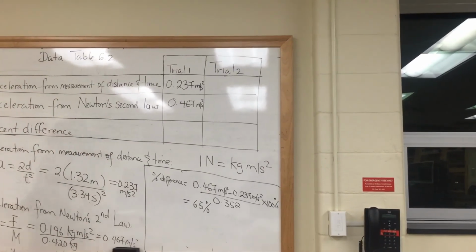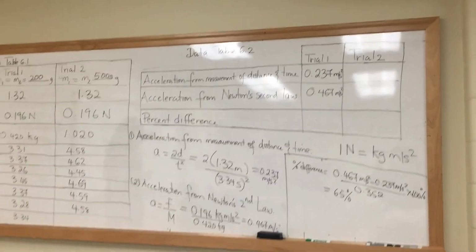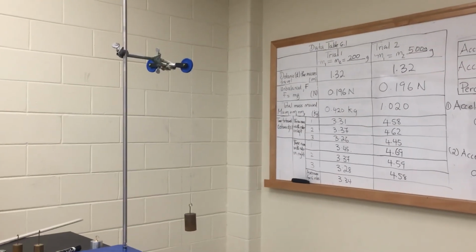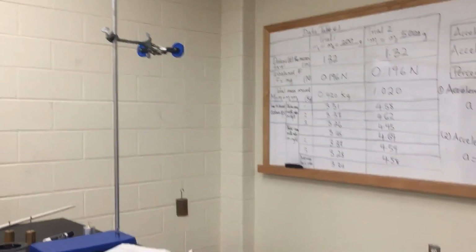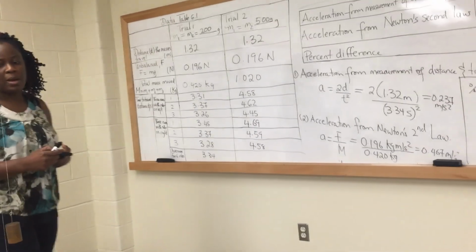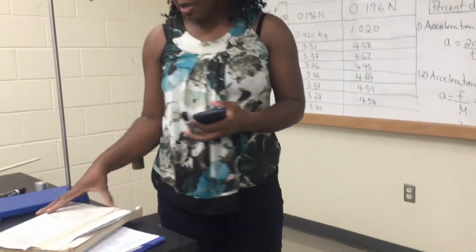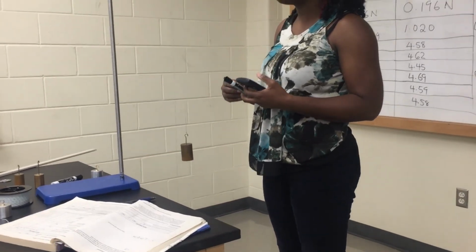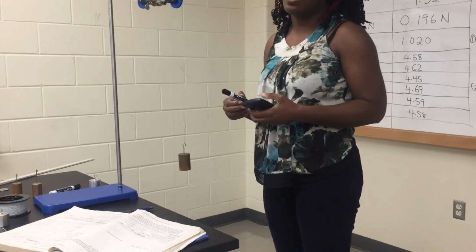All right. So now we are finished with procedure 1. It's time to go to procedure 2. Now, in procedure 2, we're going to keep the masses constant. And I'll be using the 200 gram weight in procedure 2, but we are going to vary the rider.